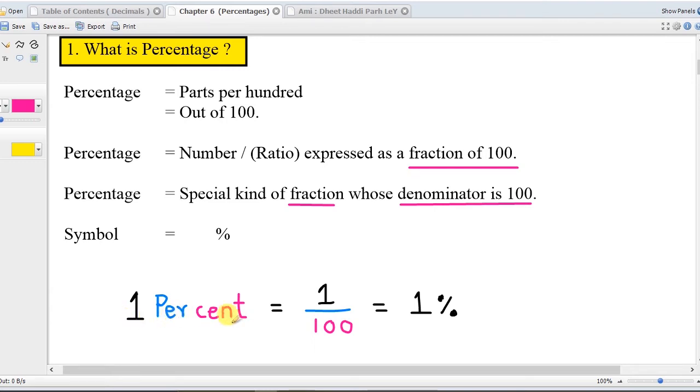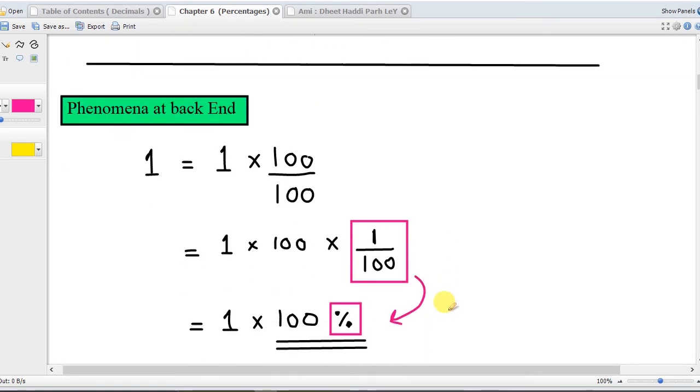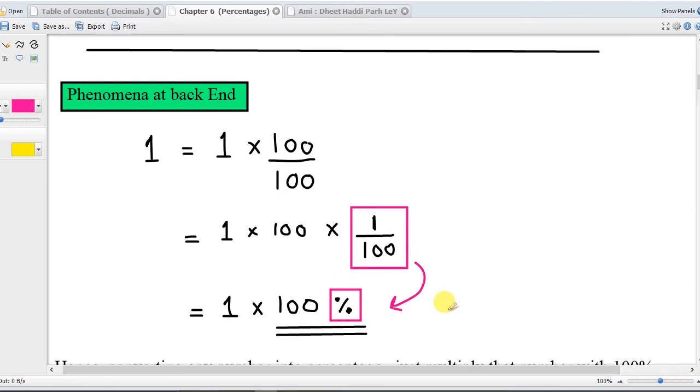So 1% means 1 divided by 100, right? Or simply when you write it in its symbol form, that becomes 1%. Okay, now what is the phenomenon that is running at the back end? This is 1, and now if we have to convert it into a percentage, the rule we always apply is simply to multiply it by 100%.